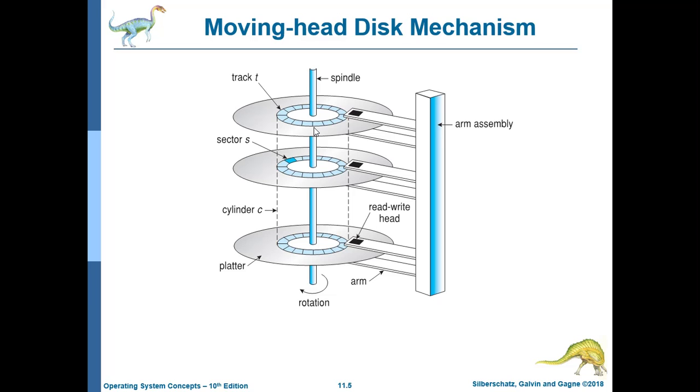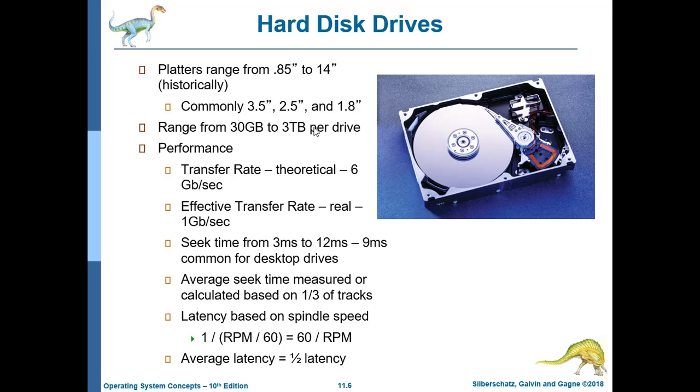And on the platters, we read information by detecting the magnetic pattern on the platters. So that is the description for this figure. Okay, so specifically we have hard disk drives. Platters range from 0.85 to 14 inches historically, and commonly now it's 3.5 inch, 2.5 and 1.8.